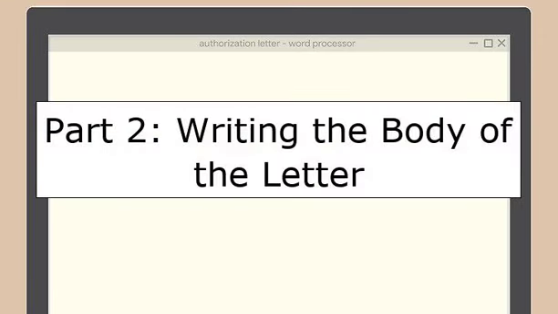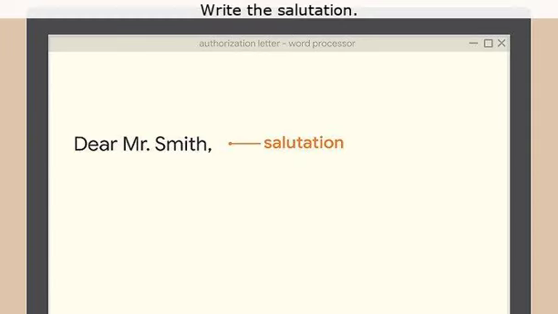Part 2. Writing the body of the letter. Step 1. Write the salutation. Use the appropriate titles, such as Dr., Ms., Mrs., or Mr., rather than using first names. The salutation may open with "Dear," or more formally just the word "To." Use the full name and title of the person to whom the letter is addressed. If you do not know the specific name of the party with whom your proxy will be dealing, write "To whom it may concern."